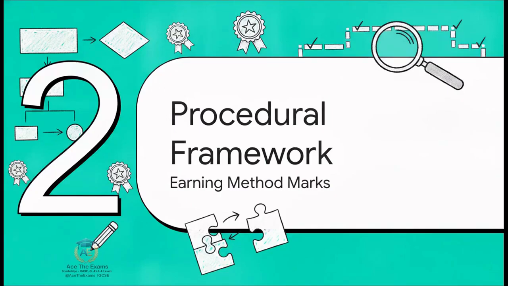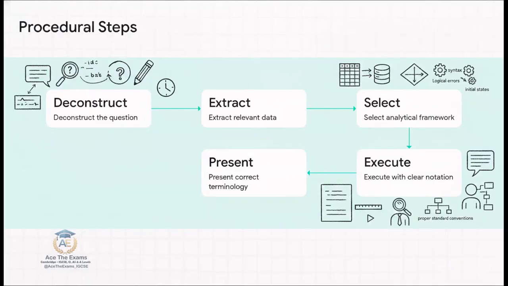Let's transition into section 2, the procedural framework. This is where we talk about earning those absolutely critical method marks. In computer science, the examiner is very rarely just looking for the final right answer. If you are fixing a broken algorithm or editing a complex flowchart, there are points awarded purely for your methodology. If you skip steps, even if your final answer is somewhat correct, you leave marks on the table.